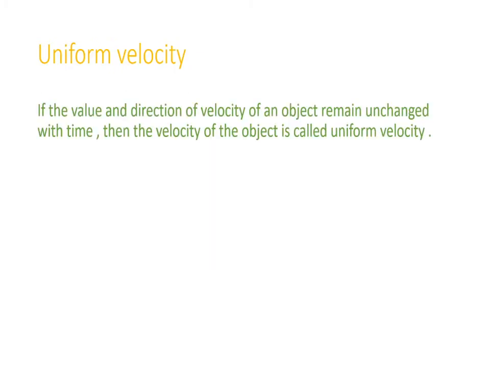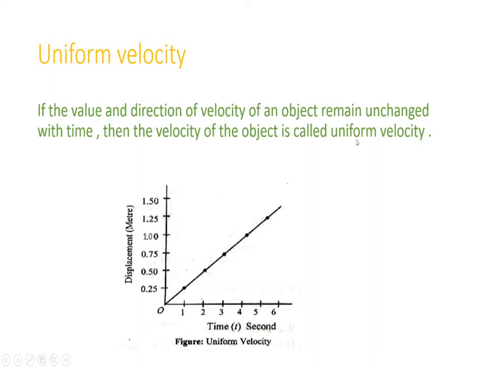Uniform velocity. Another name for uniform velocity is equal velocity. If the value and direction of velocity of an object remain unchanged with time, then the velocity of the object is called uniform velocity. Now let's see a figure.